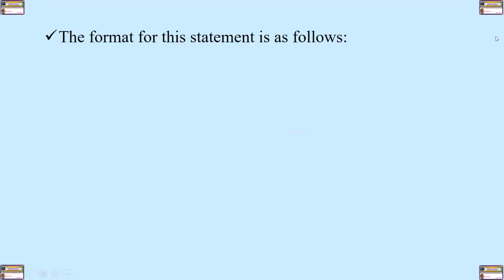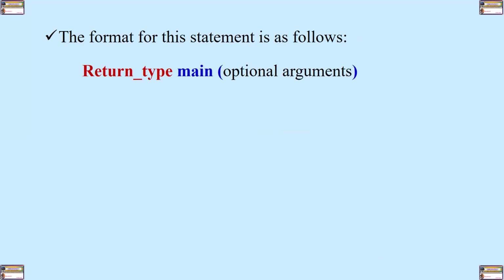What is the format of this main statement? The format for this statement is as follows: return type, main, then the opening parenthesis, optional arguments, and the closing parenthesis. For example, int main, with void in parentheses. Every C++ program must have the main function.